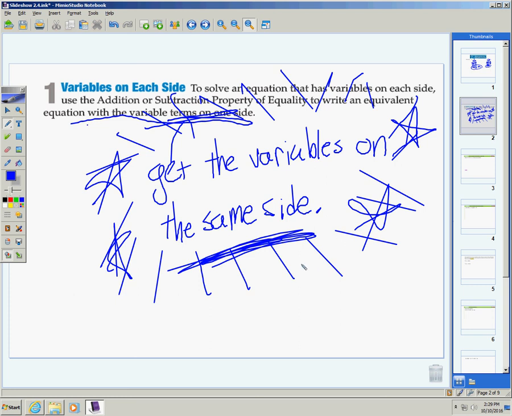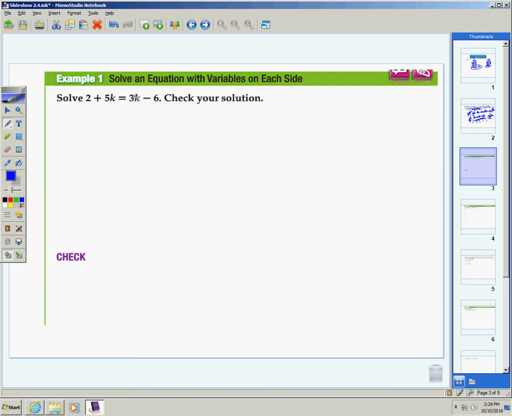So looking at what that would look like, I've got this equation, 2 plus 5k equals 3k minus 6. We need to get the variables on the same side. And it doesn't matter. You can subtract 5k from each side, or you can subtract 3k from each side. I don't care which way you do it, you'll get the same answer eventually. I'm going to do it by just subtracting 3k from each side. So I get 2 plus 2k equals negative 6, because the 3k's cancel out.